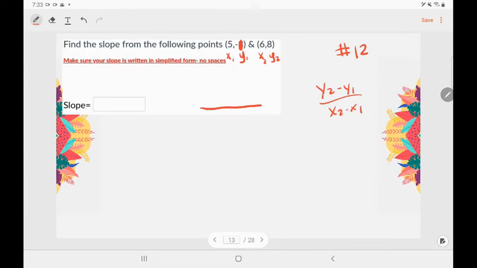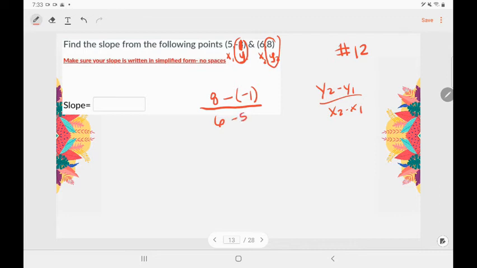Now I'm going to create my slope. Make sure I have a fraction bar. So I'm going to take y2, I'm going to match it to the number, which is an 8. I'm going to write down a minus sign. Now I'm minusing -1. So I'm going to write minus -1. Now I go to the bottom part of my fraction. x2 matches to 6. x1 matches to 5. And remember, I'm subtracting them.